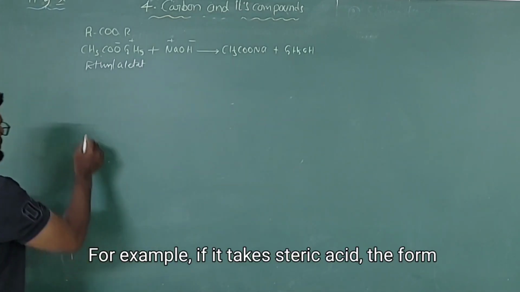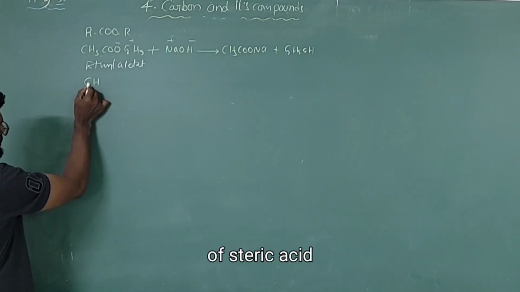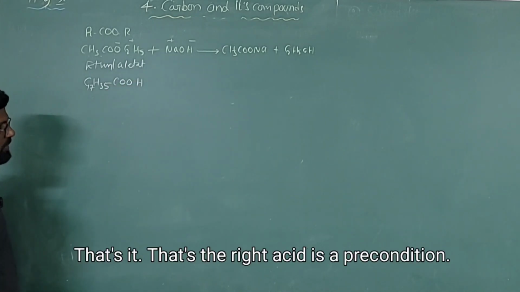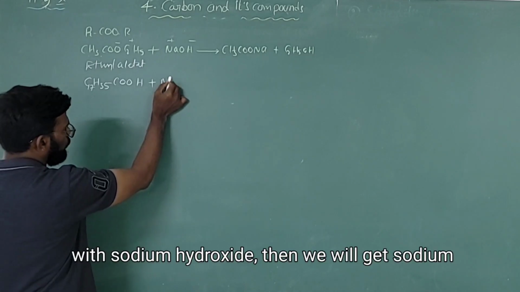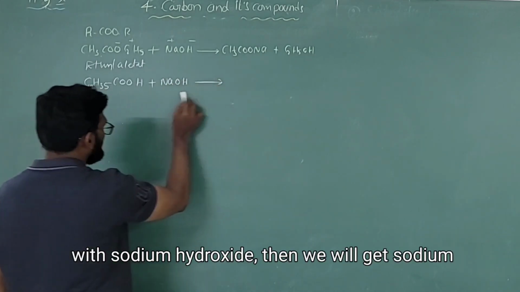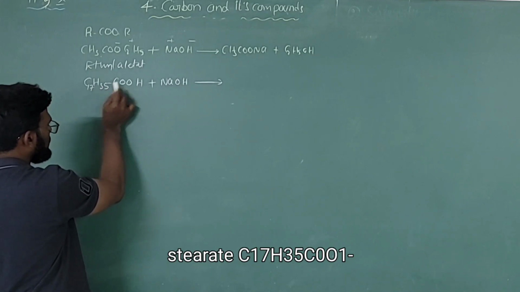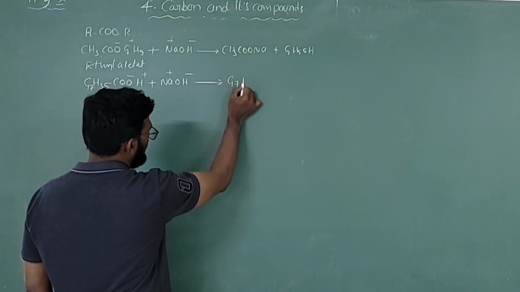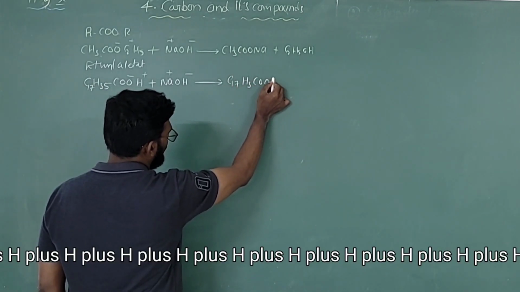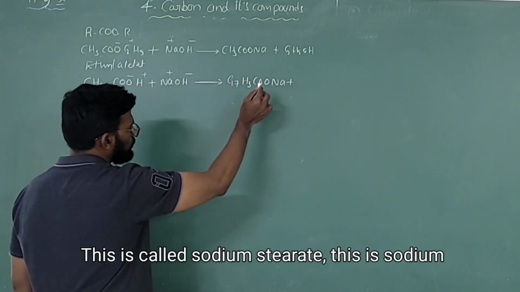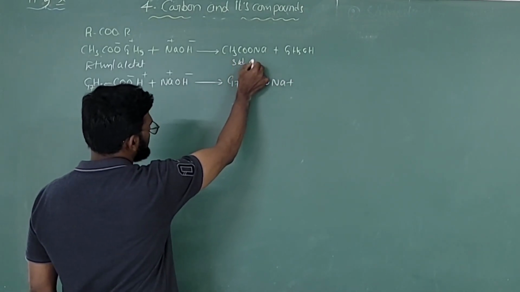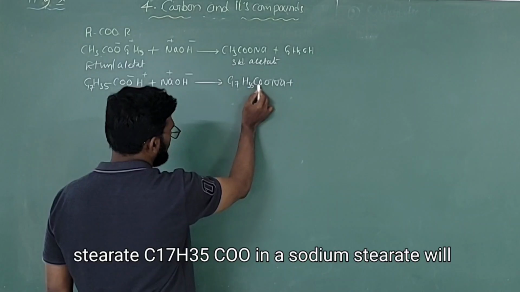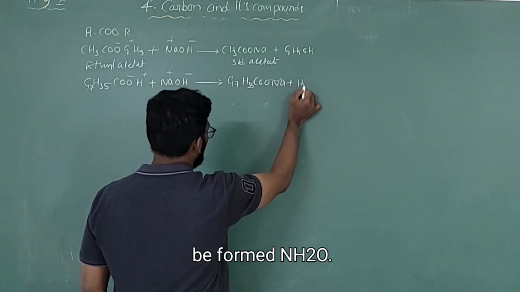For example, the formula of stearic acid is C17H35COOH. When stearic acid is treated with sodium hydroxide, NaOH, we get sodium stearate. C17H35COO minus H plus and Na plus OH minus give a salt, C17H35COONa. This is sodium stearate, whereas that was sodium acetate. Sodium stearate is formed along with H2O.